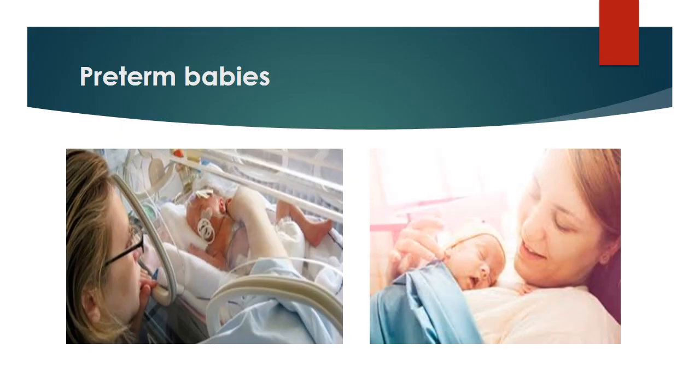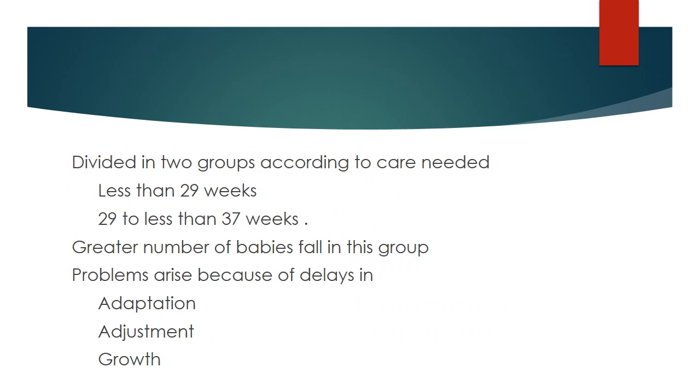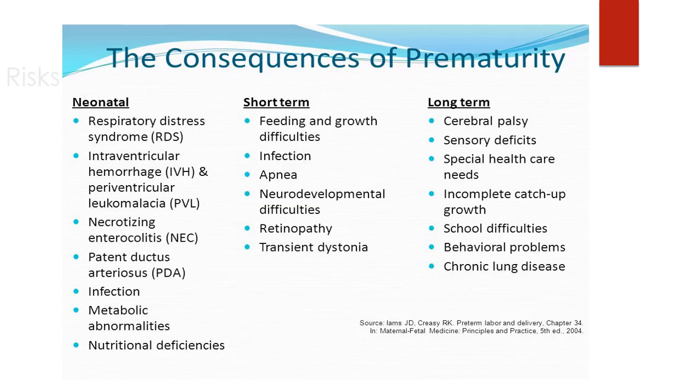Babies are divided according to the care needed: less than 29 weeks, and 29 to less than 37 weeks. A greater number of babies fall in this group. Problems arise because of delays in adaptation, adjustment and growth. This slide shows the consequences of prematurity, which include neonatal, short-term and long-term consequences. All of these are discussed in the coming slides.